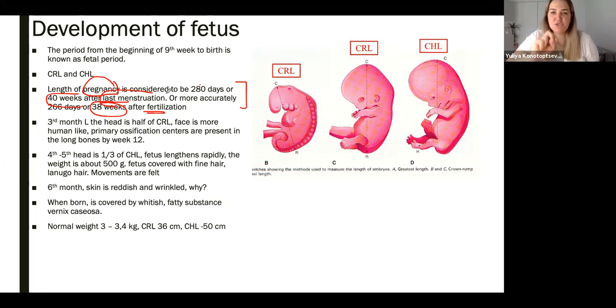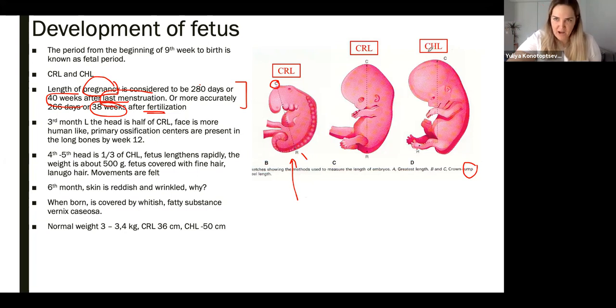There are 2 ways to measure the embryo. There is a crown rump length, which is from the crown to the rump. Rump is the old name for ass in British language, okay? Rump, crown rump length. And there is a crown heel length. That's another way to measure it, from the crown to the heel.